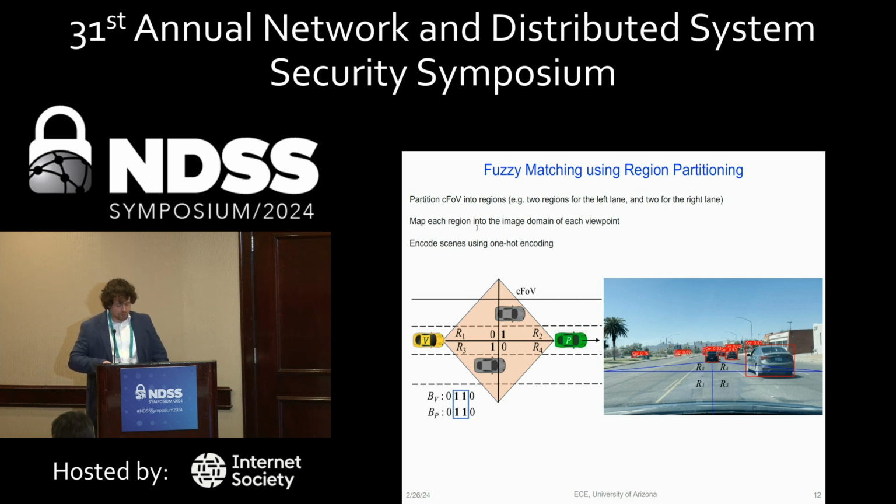So, for example, in the figure to the right, we have this common field of view in each image domain of the verifier and prover, and we have boxes. We have cars that have been detected in the image domain, and we essentially want to assign those vehicles into the regions that they most likely populate in the physical domain, and then perform some sort of encoding, preferably one-hot encoding, to extract the entropy from the environment.